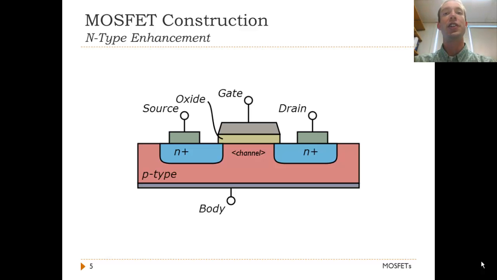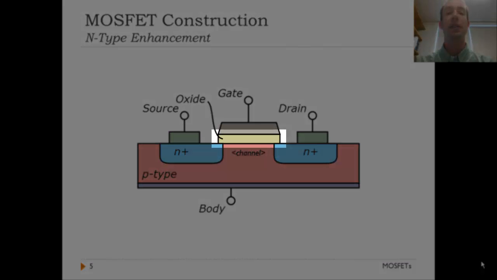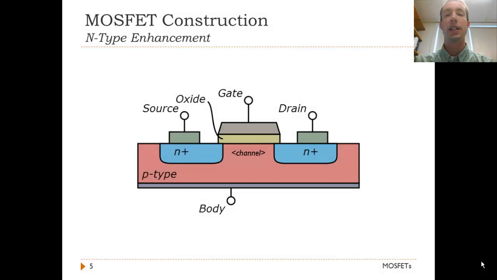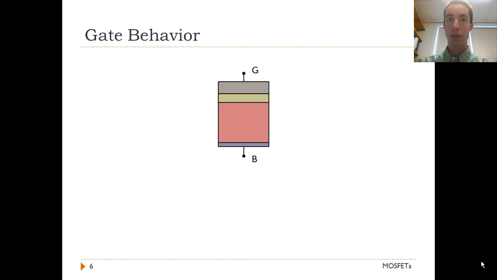The figure here shows the general cross-sectional construction of an N-type enhancement MOSFET. The transistor is composed primarily of a large block, i.e. the body, of P-type silicon. Into the body, two regions of heavily doped N-type silicon are created to form the source and the drain. To form the gate, an oxide layer, typically silicon dioxide, is placed over the channel region between the source and the drain. A gate conductor is placed on top of the oxide. By applying a potential difference between the gate and the body, the conductive characteristics of the channel region between the source and drain can be changed to allow current to flow.